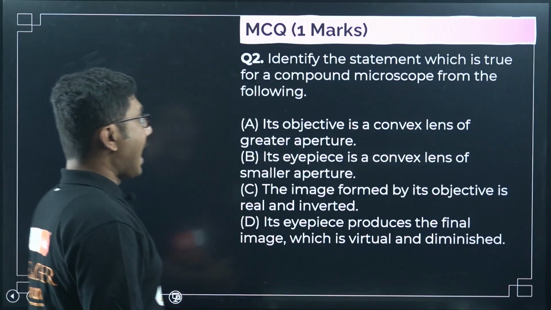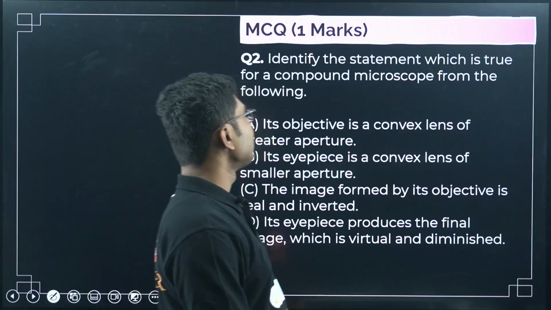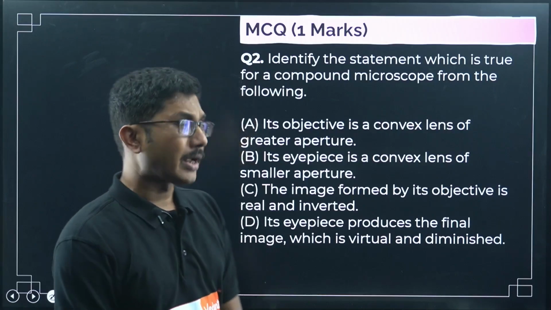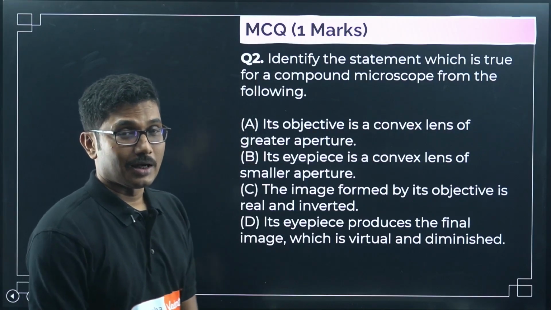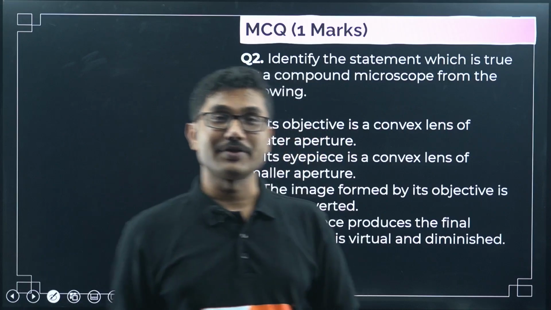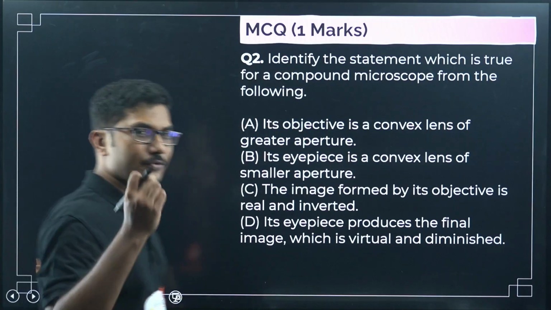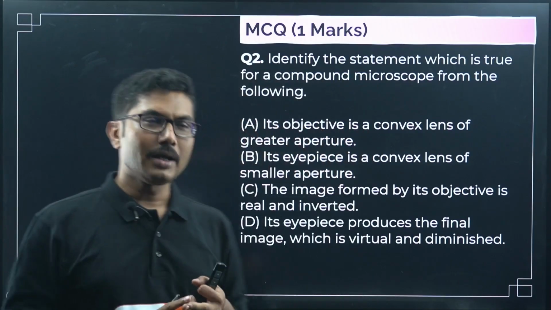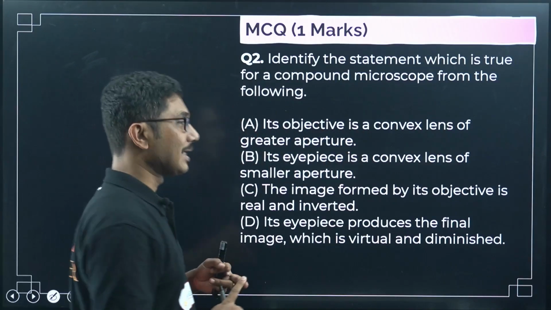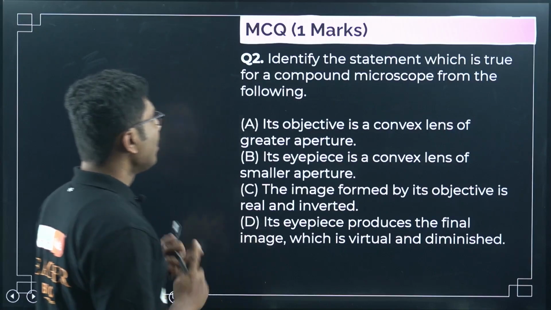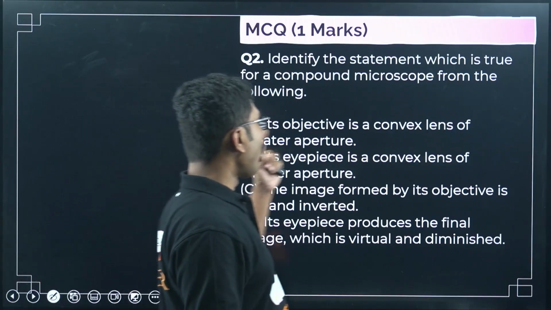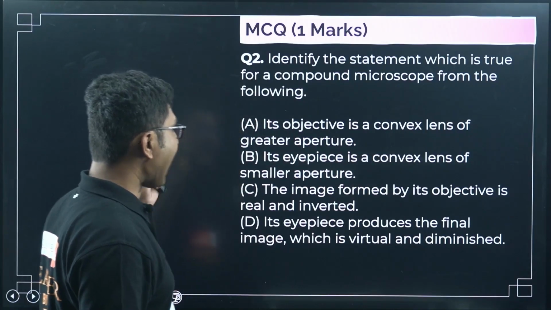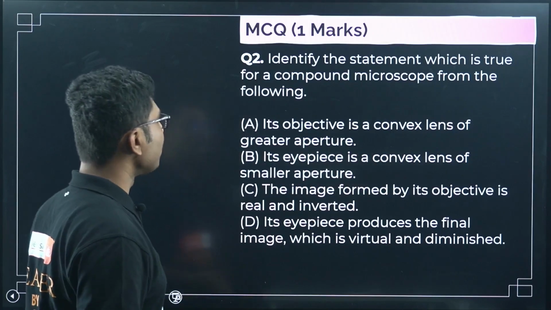Now identify the statement which is true for a compound microscope from the following. So the chapter name is ray optics and optical instruments, and this question is based on optical instruments. You have only a few optical instruments in your chapter: compound microscope, refracting telescope, and reflecting telescope, the Cassegrain telescope, that is there in your syllabus. So let's see what question they have asked. Its objective is a convex lens of greater aperture. Its eyepiece is a convex lens of smaller aperture.